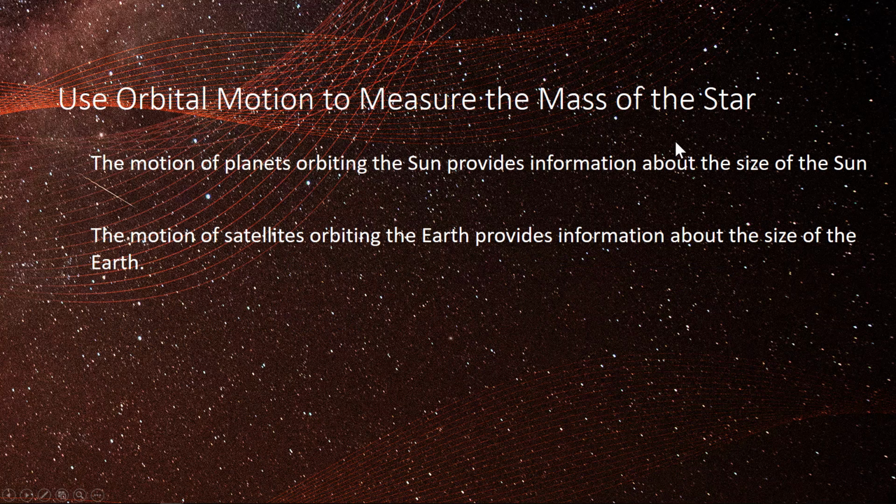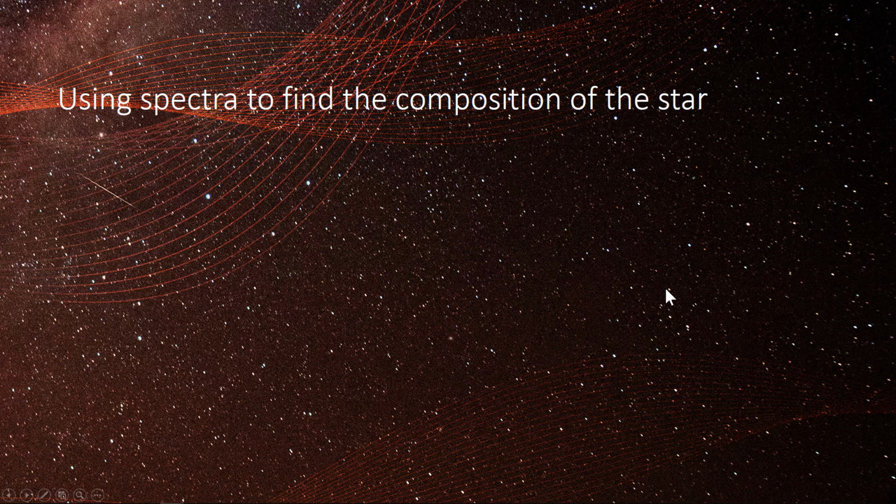Then we're going to use orbital motion to measure the mass of the star. So the gravitational interactions of objects orbiting stars tells us information about the mass of the star. So what we're going to be able to do is fire little probes at the star in order to determine its mass.